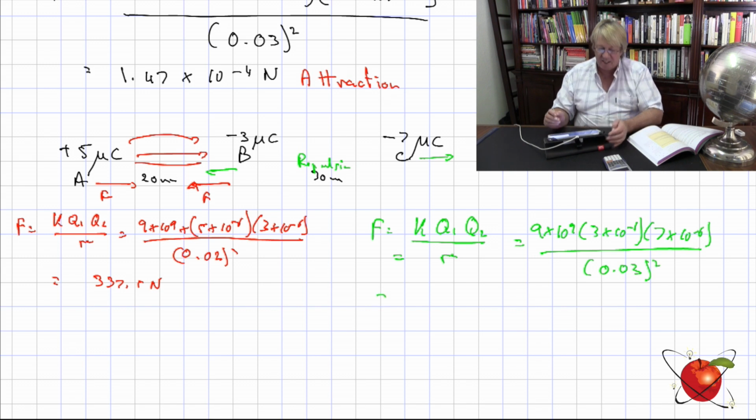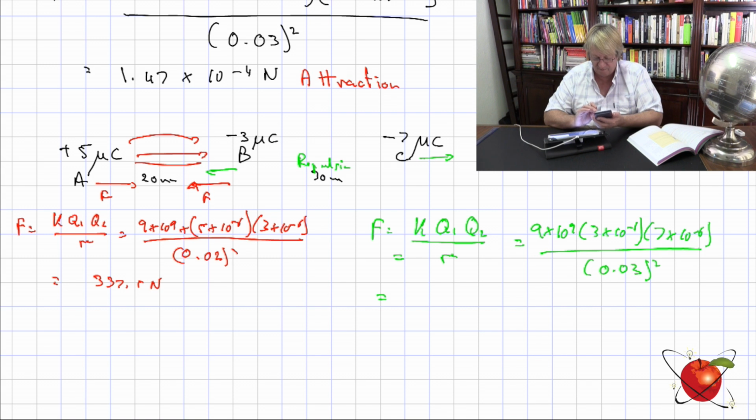Okay, let's see what that force turns out to be, shall we? It's going to be here 9 times 10 to the 9 multiplied by 3 times 10 to the minus 6 equals that, times 7 times 10 to the minus 6 equals that, divided by 0.03 squared is equal to 210.